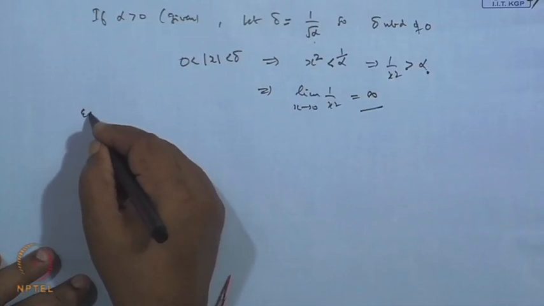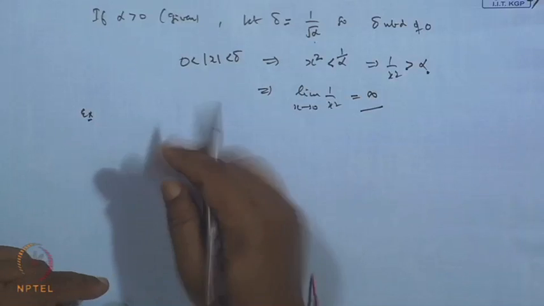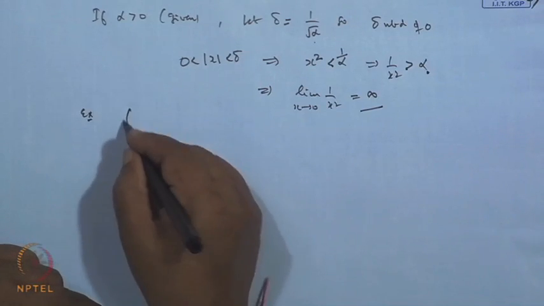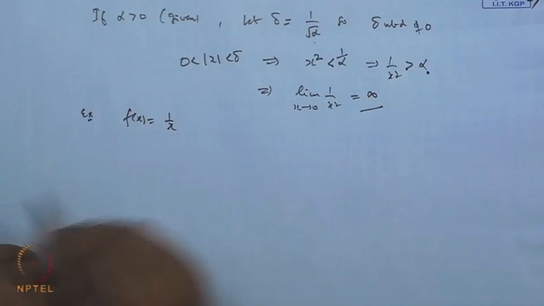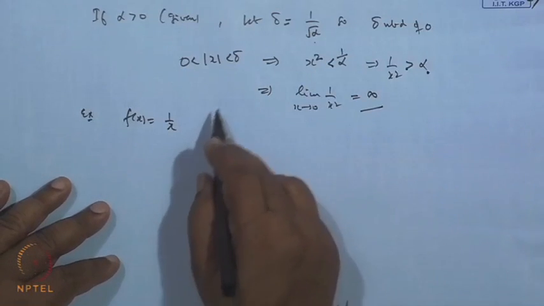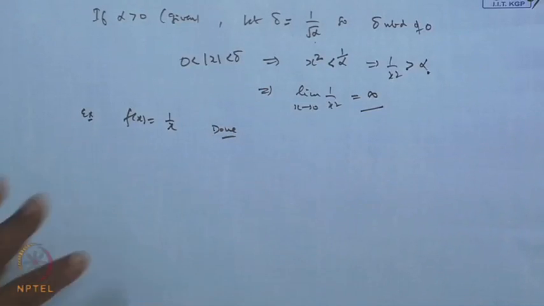Another example: suppose I take f(x) equal to 1 by x. This also we have seen. The limit of this when x tends to 0 from the right hand side is infinity, and from the left hand side it is minus infinity. So, this is already done, and we need not go through it again.